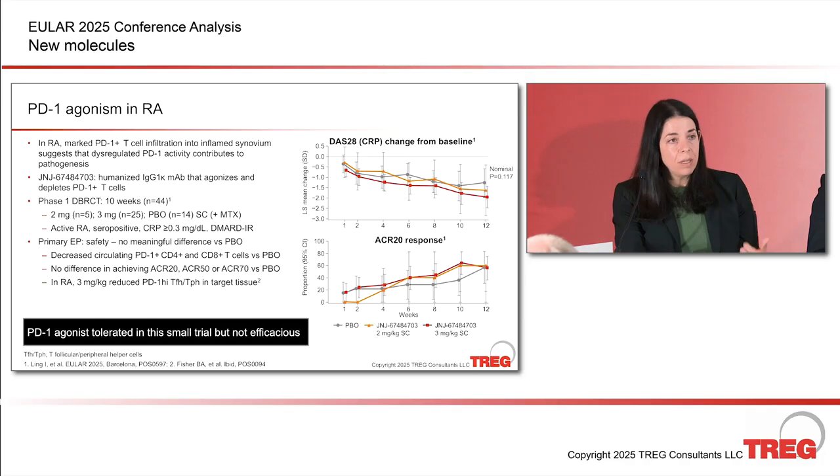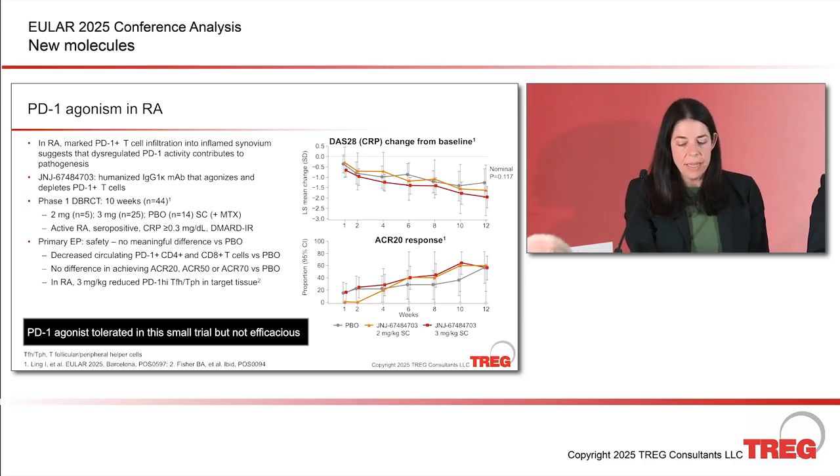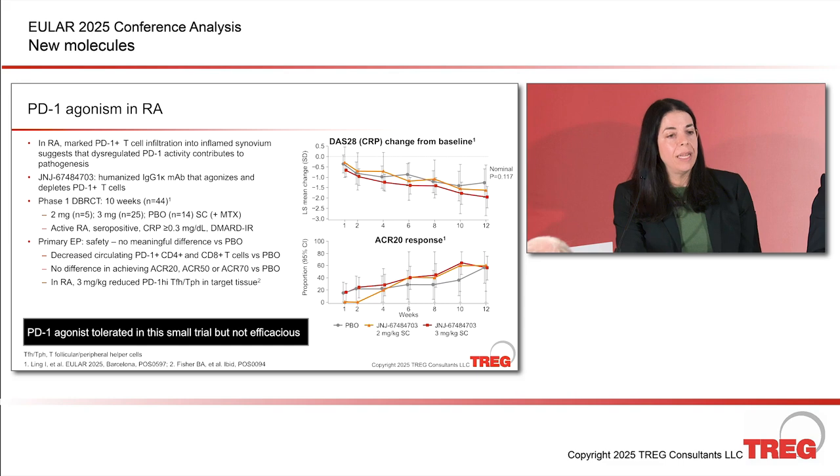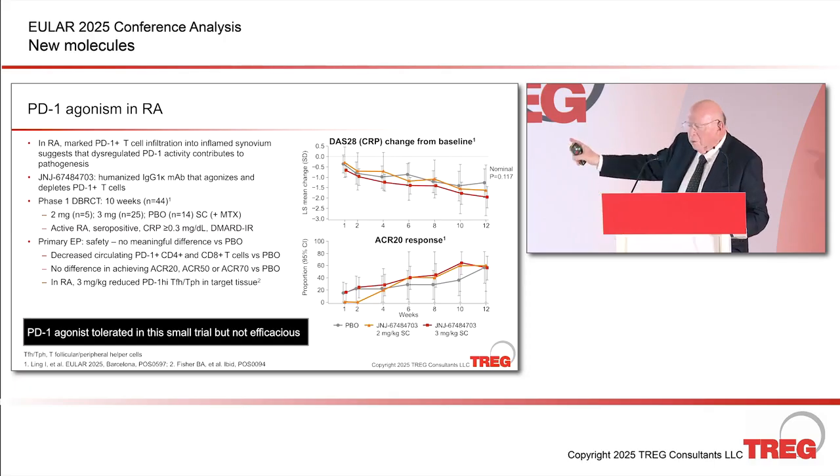Anaptys Bio also has an agent in this pathway. They've released some top-line data, but they haven't released their full data set. So it'll be interesting to see when that data comes out if this pathway turns out to be a pathway we can use in RA therapies. Right. And one of the reasons why this may have failed is that the molecule didn't reduce the PD-1 positive cells as much as the Lilly drug has shown or the Anaptys drug has shown.